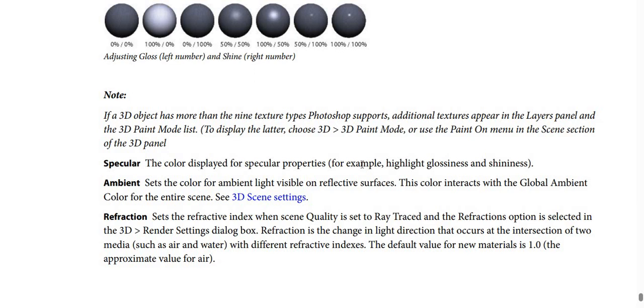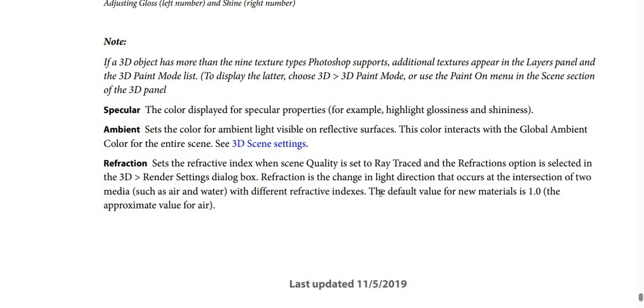The next option, specular. What about specular? Specular means that the card displays specular properties, for example, highlight, glossiness, and shininess. And the second option, ambient. What about ambient? Ambient sets the color for ambient light visible on reflective surfaces. And this color, by the way, interacts with the global ambient color for the entire scene.